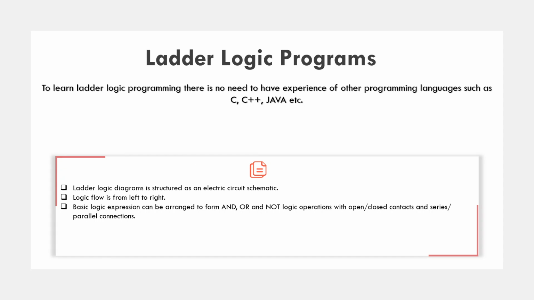A ladder logic diagram is structured as an electric circuit schematic where the logic flow is from left to right, and the basic logic expressions can be arranged to form a logical AND gate, OR gate, and NOT gate with open or closed contacts, or series and parallel connections. Now let us understand the different components of ladder logic and how it works.